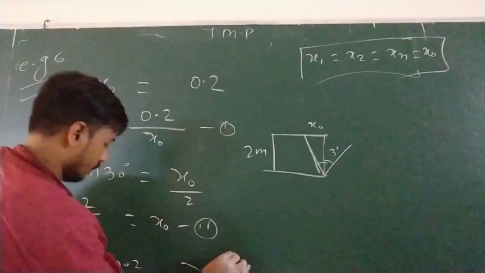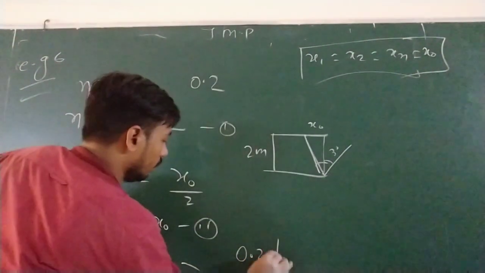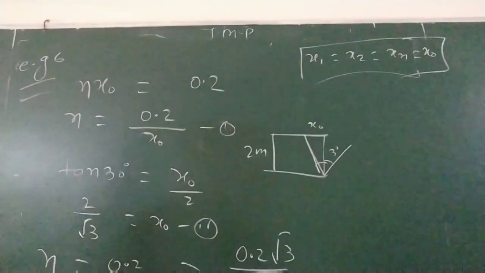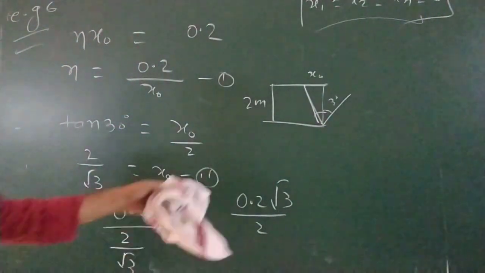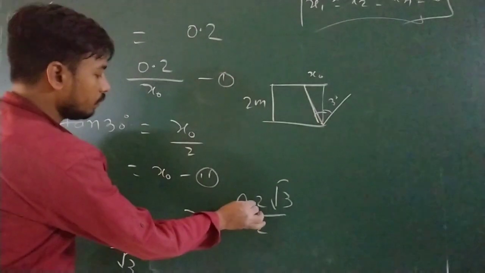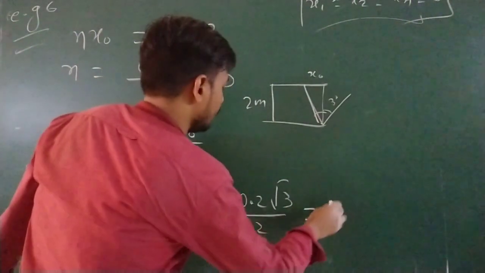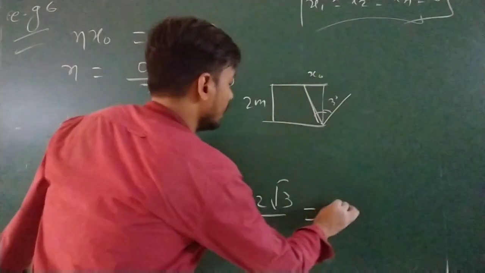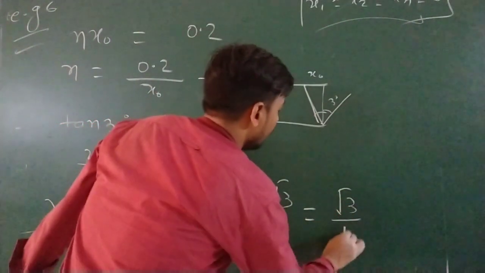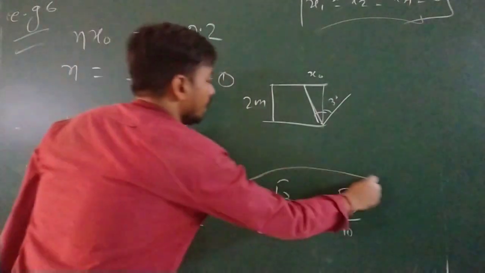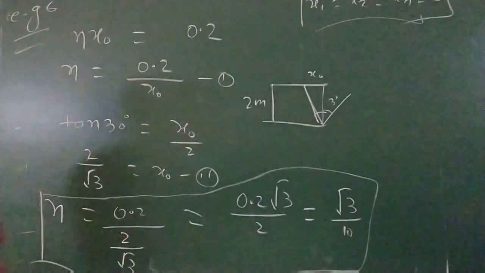So this will come 0.2 root 3 by 2. Okay, is it visible or not? Yeah, see 0.2. So solve this one and we will get this result. The 2 gets cancelled. Root 3 by 10. Root 3 by 10 reflections will take place.